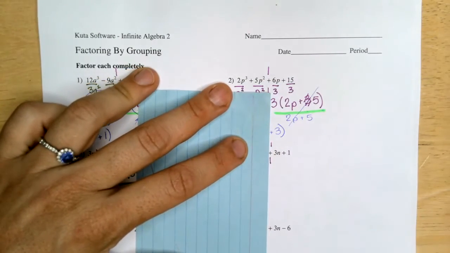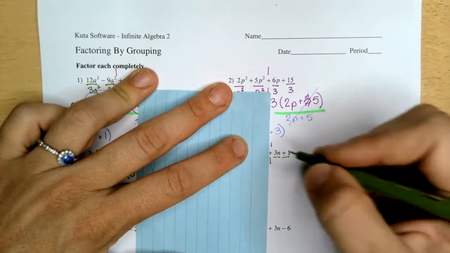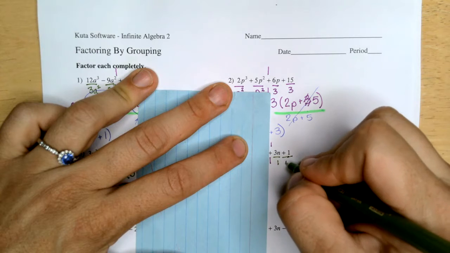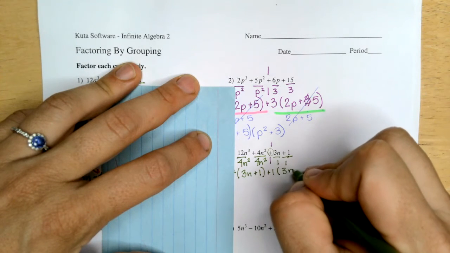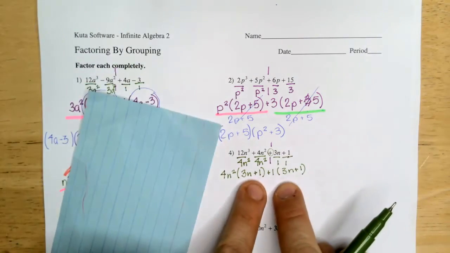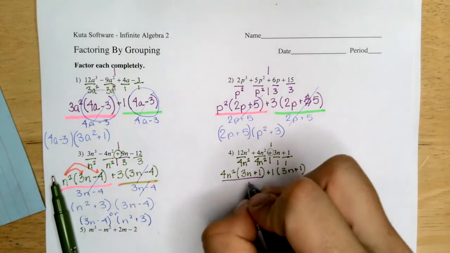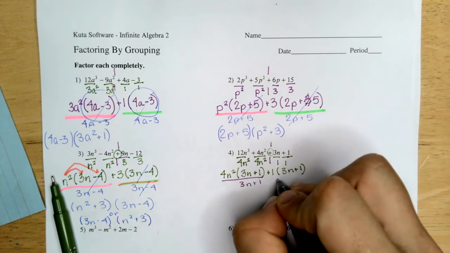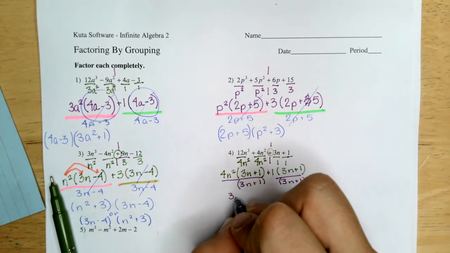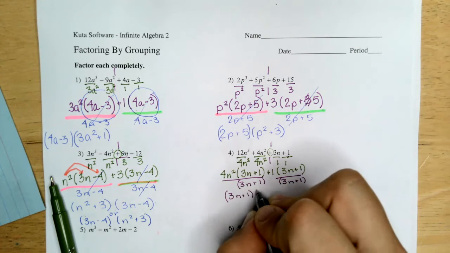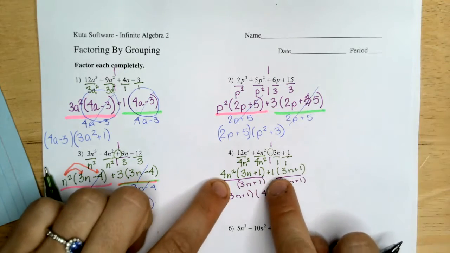Over here, I have 3n plus 1. There's nothing you can factor out of 1, so I'm just going to have to say it's a positive 1. 3n plus 1. But that's good because that matches what I already had. So now I'm going to take those, divide by 3n plus 1, factor that out in front, and I get 3n plus 1 times 4n squared plus 1, because that was that term and that term.